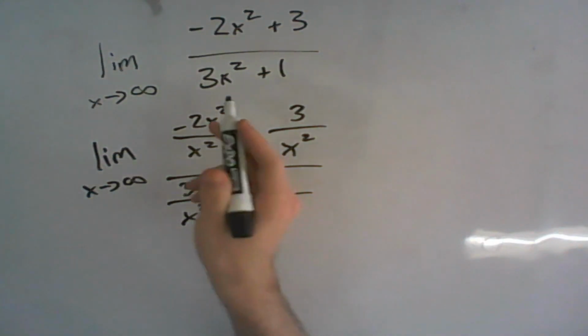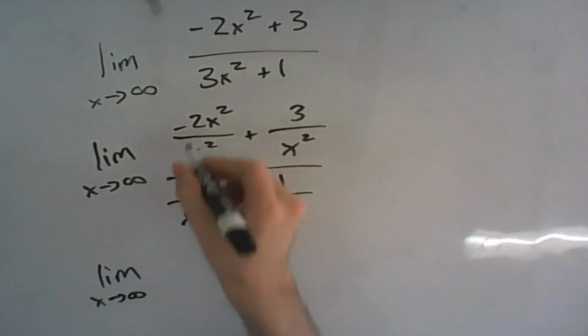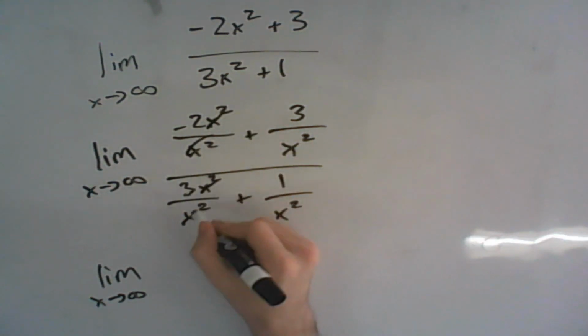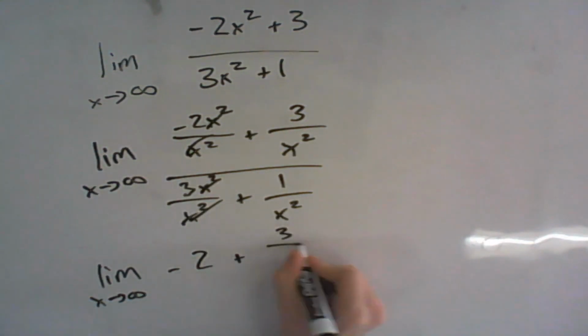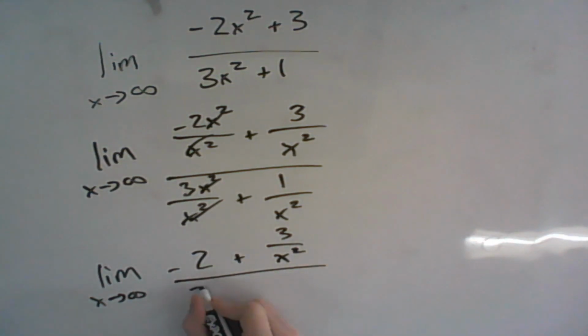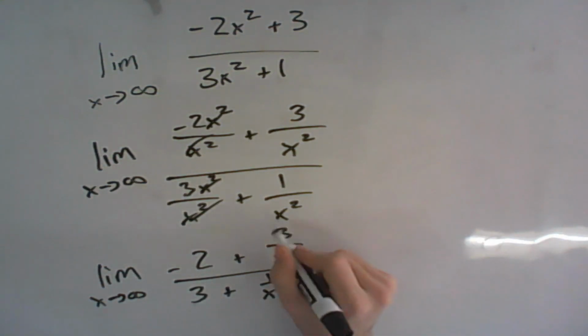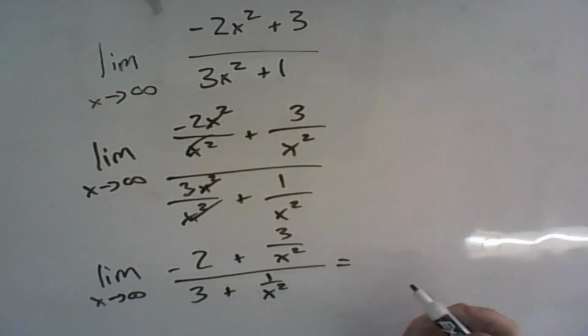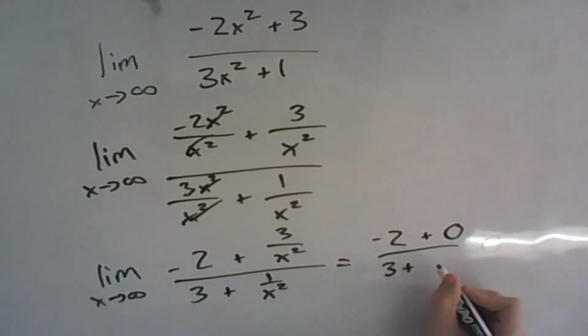So we're going to cancel out what cancels out. So as Annie knows, and she tells Daniel, look, see the x squareds cancel out here, and they cancel out here. Everything else stays the same. So we have negative 2 plus 3 over x squared over 3 plus 1 over x squared. Now, can we plug in this? Yeah, we can plug in the infinity. So you plug in infinity for x. This goes to 0, that goes to 0. So we get negative 2 plus 0 over 3 plus 0.